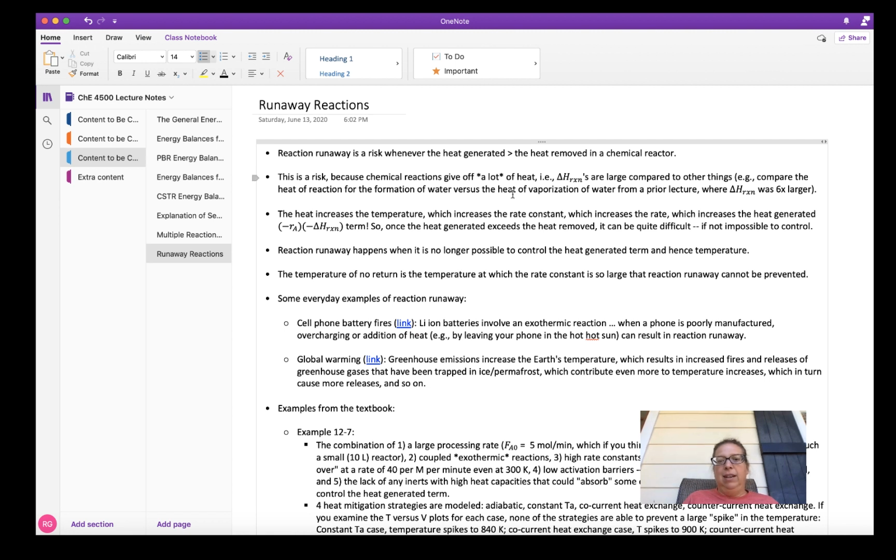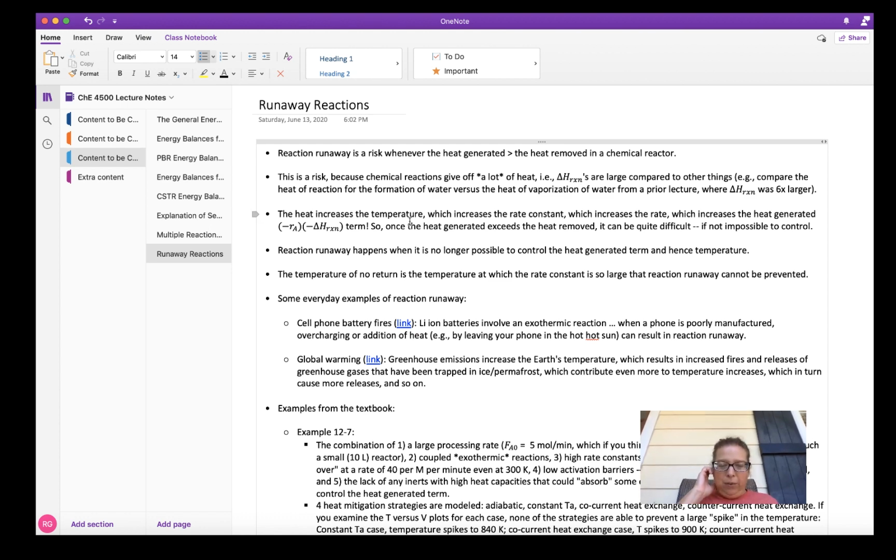Because of that, it can be very hard to control that heat generated. So one of the largest anthropogenic types of disasters results from malfunctions of chemical reactors. So as chemical reaction engineers, it's very important for us to understand this.